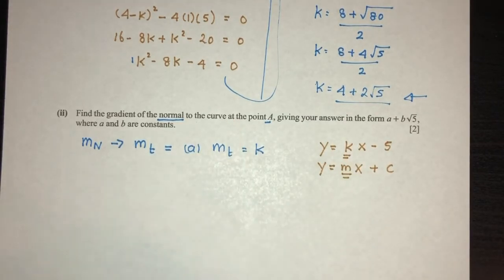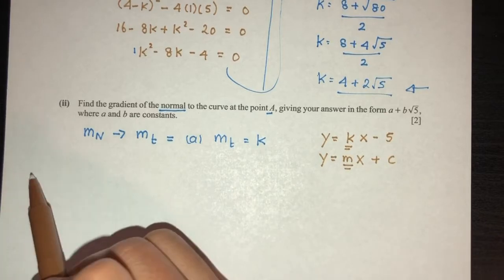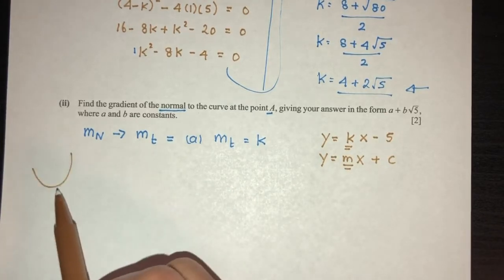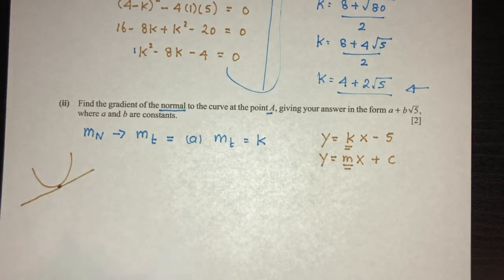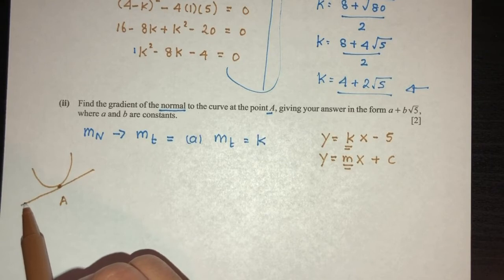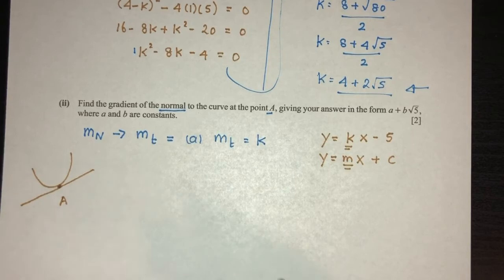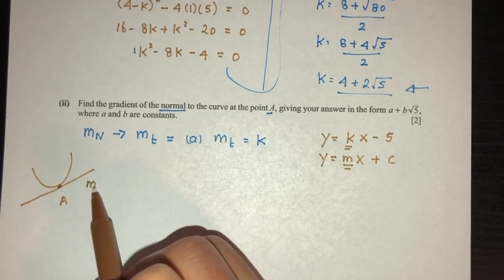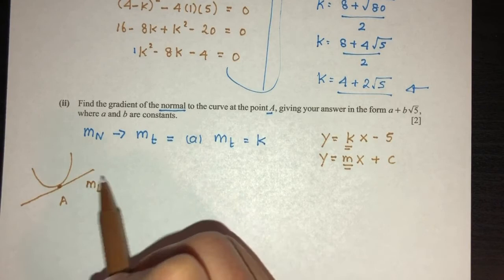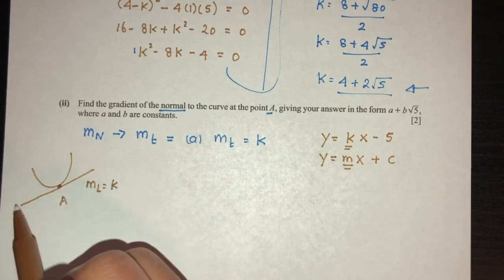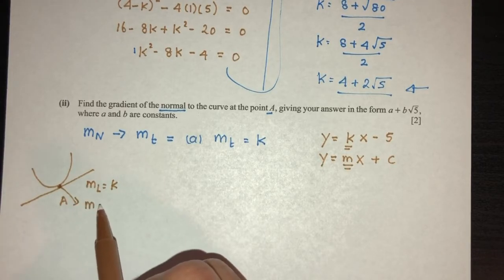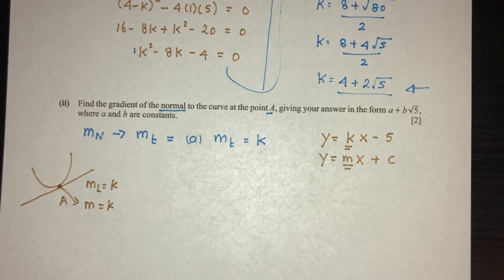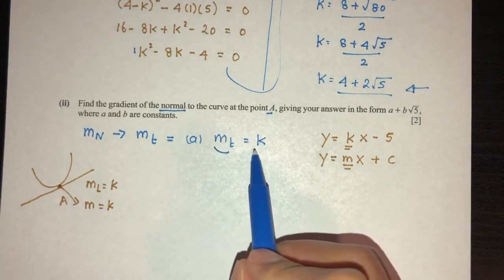Now if you still want to understand better, if you draw the curve it will be something like this. This is your point A, and this is your line, right? They touch at one point, at the point A. But given that it is the equation of a line, the line is always a straight line, it has a constant gradient. So the gradient of the line is equal to k, right? At this point, since they meet at this point, the gradient is also equal to k. So that's why we conclude that the gradient of the tangent is k, which is the line.